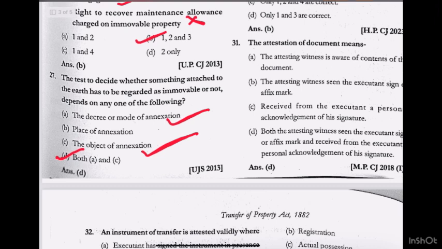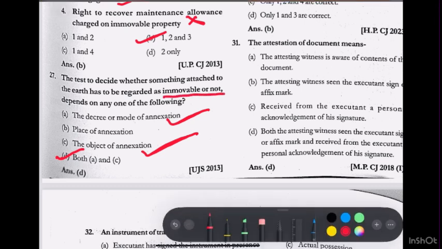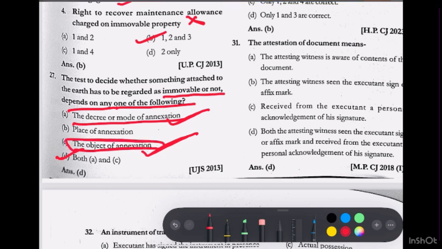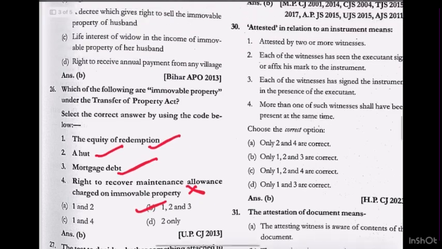The test to decide whether something attached to the earth has to be regarded as immovable or not depends on any one of the following. It will depend on the degree and mode of annexation and the object of annexation. So the correct answer will be option D. Let's move on to question number 28.